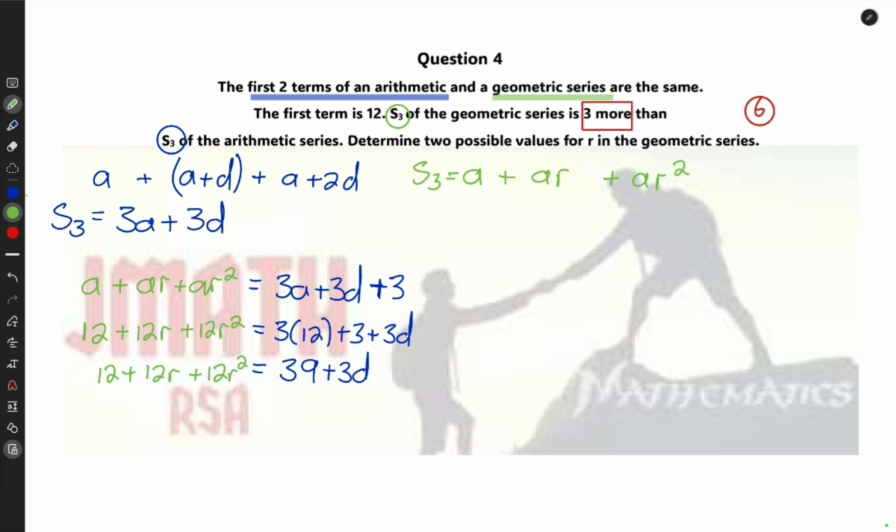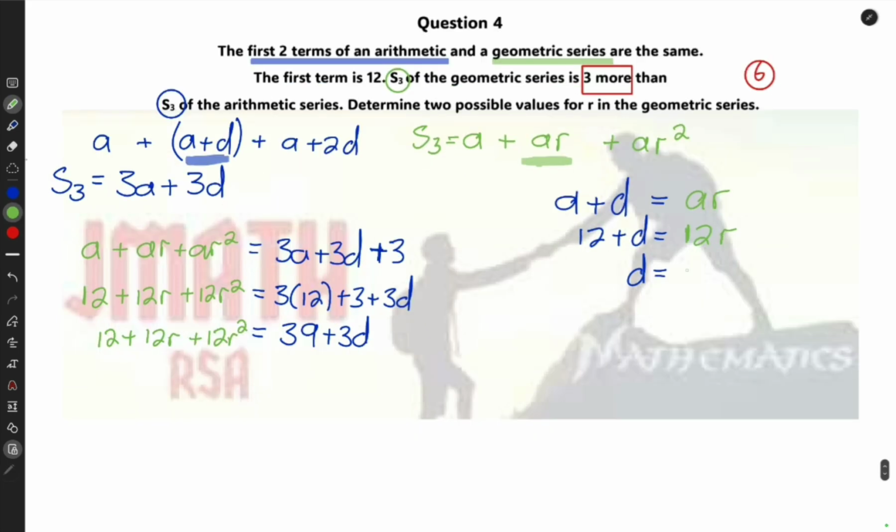They are telling me the first two terms for both are the same. So that means this must be equal to this. And I am just going to set up a little equation for that. So I now know A plus D is equal to AR. And I know A is 12. So 12R is equal to 12 plus D. Okay, so now I can get somewhere and I can set up a simultaneous equation sum. I'm just going to get D alone. So D is going to be 12R minus 12. And I'm going to name that equation 1. And this would be equation 2.